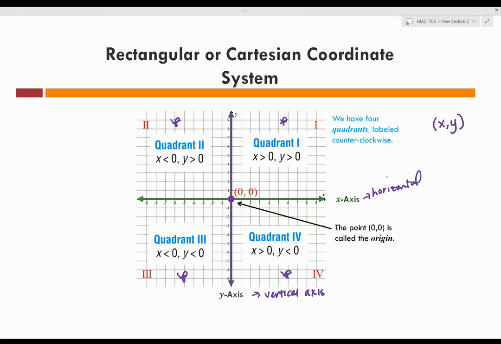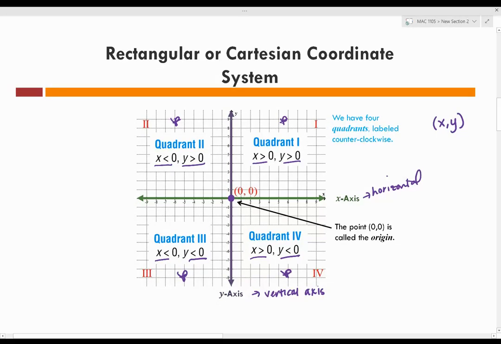So if you have a point and you land in the first quadrant, that means that both your x and your y coordinate were positive. If you land in the second quadrant, that means that your x coordinate was negative, but your y coordinate was positive. If you land in the third quadrant, both your x and your y coordinate were negative. And if you land in the fourth quadrant, your x coordinate was positive while your y coordinate was negative. So it's just a refresher of our rectangular coordinate system.